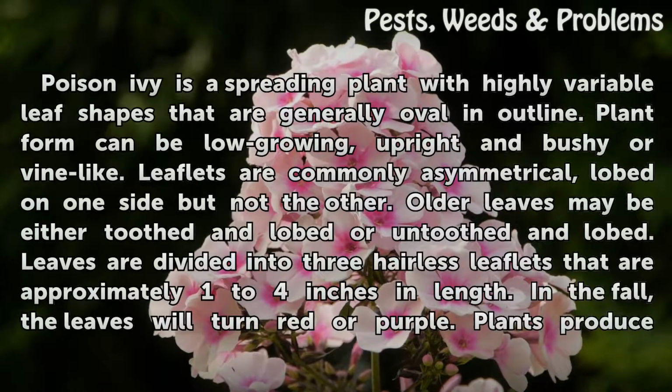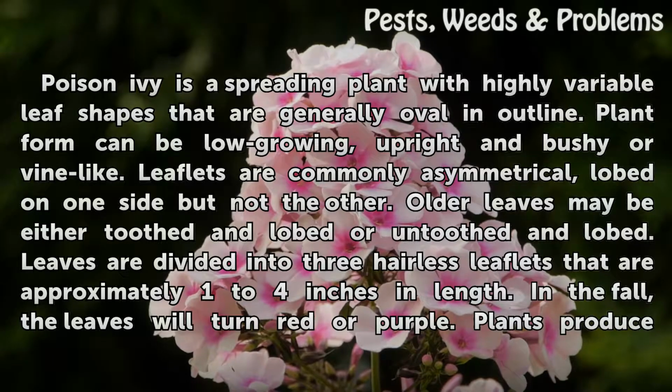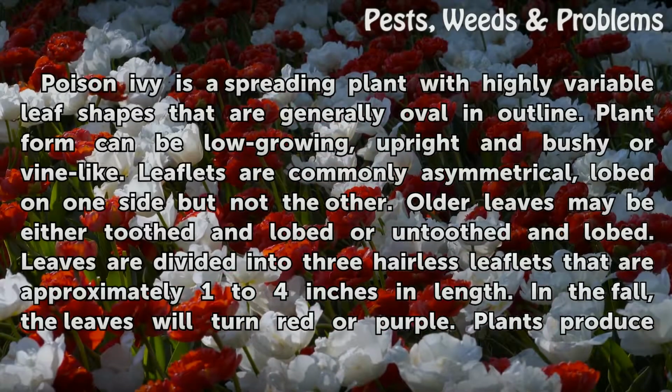Poison ivy is a spreading plant with highly variable leaf shapes that are generally oval in outline. Plant form can be low-growing, upright and bushy or vine-like. Leaflets are commonly asymmetrical, lobed on one side but not the other. Older leaves may be either toothed and lobed or untoothed and lobed.